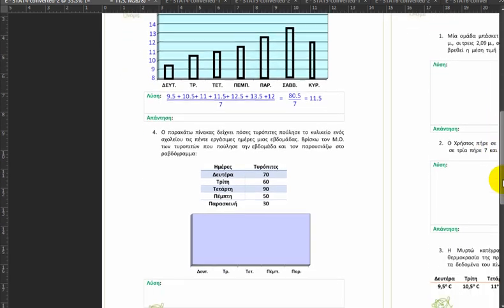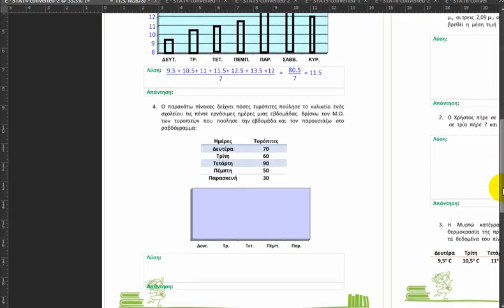All right. Next up, we're being told how many pies a bakery sold during 5 days of the week. And we want to put them on a bar chart and then find the average.